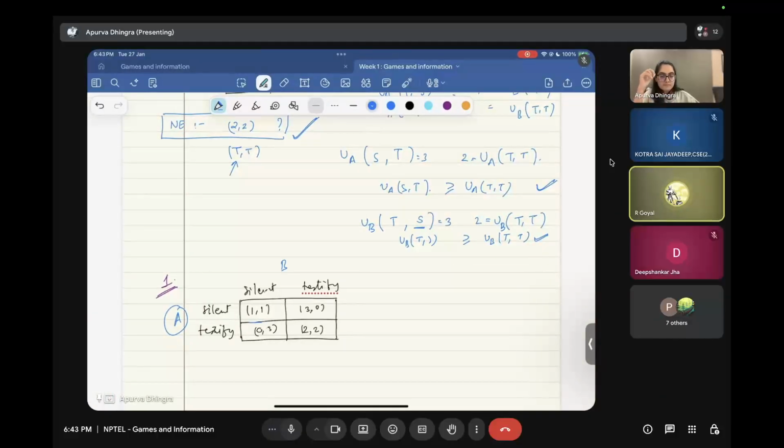Now, if player 1 chooses to go for testify, then in the second row, player B will get a higher payoff if player B remains what? Player B remains silent.